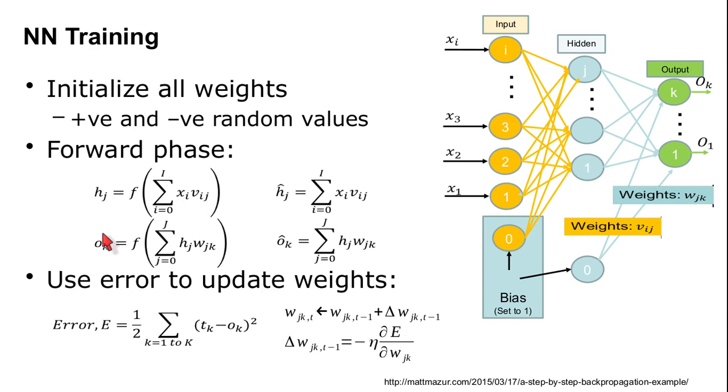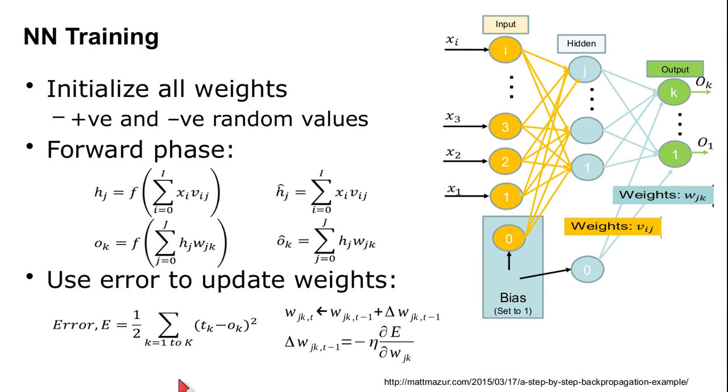The output from each output node, where k goes from 1 to K, would be f of summation j equal to 0 to J of hj wjk. The squashing function that we are using for this network is the logistic function. The derivation changes slightly when you use a different squashing function, but the broad steps would still remain the same in backpropagation.